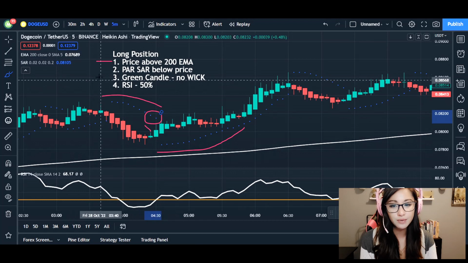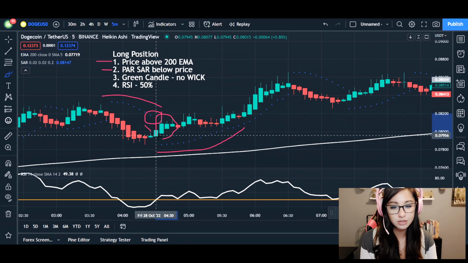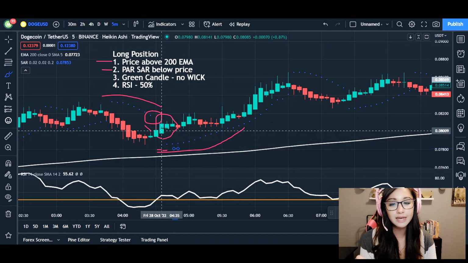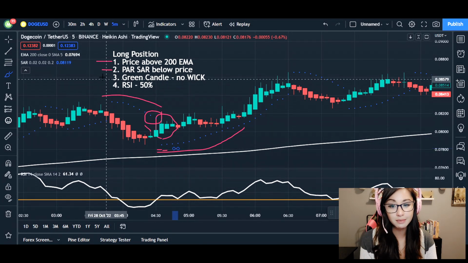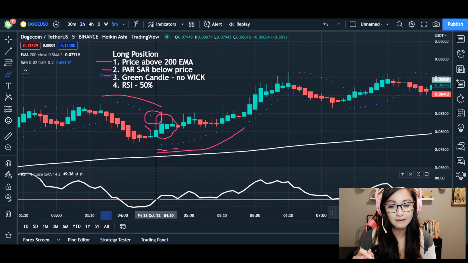Okay, so now we know Parabolic SAR is below the price. Green candle, no wick, essentially we see in these three candlesticks. So you can wait until the first dot, the second dot, or the third dot. So long, again, it has no wick at the very bottom. And lastly, confirmation of the RSI at 50%.